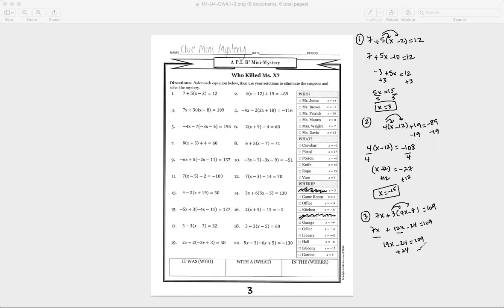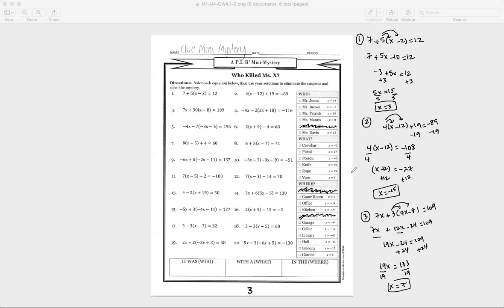You add 24 to both sides, and you get 19x equals 133, I believe. And then to get x by itself, you divide by 19. You get x equals 7. So 7 is also omitted. So anywhere you see 7, Miss Wright or Mrs. Wright, that's gone. This was gone too, and this is gone.